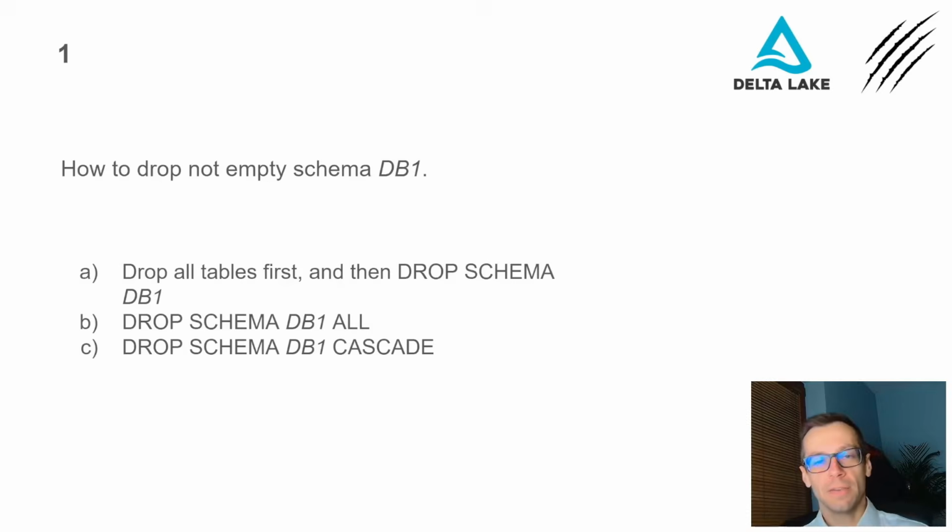Let's start. First question is, how to drop a schema which is not empty? Shall we drop all the tables first? Or maybe DROP SCHEMA, name of the schema, and option ALL? Or DROP SCHEMA and option CASCADE? And the correct answer is of course DROP SCHEMA CASCADE.